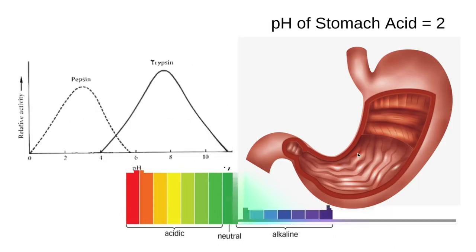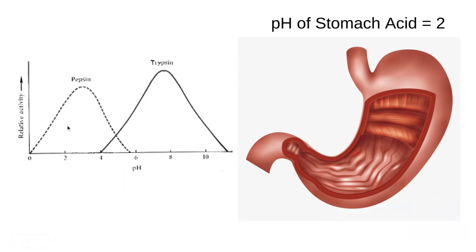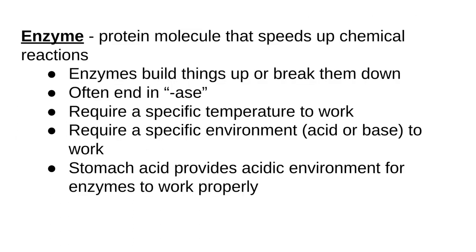So if we take a look, the pH of the stomach here, where pepsin works, is about 2. Notice, pepsin works pretty well at a pH of 2. So you'll often find that the environments where these enzymes are found have the right conditions for them to work well. Trypsin, on the other hand, works well at a pH of 8, more basic. So what we're going to write down is that stomach acid provides an acidic environment for enzymes to work properly.